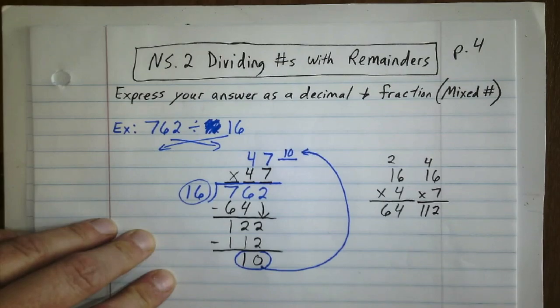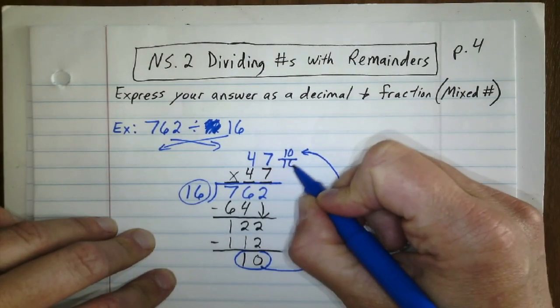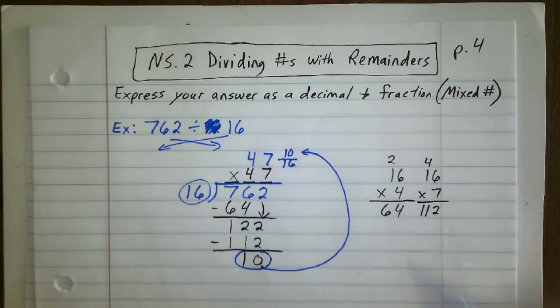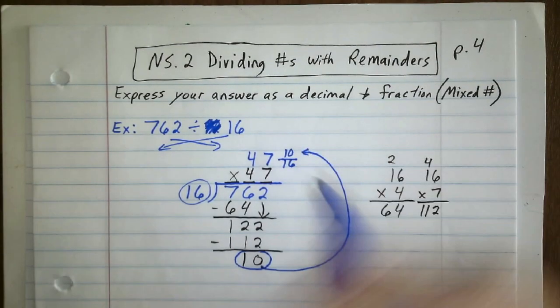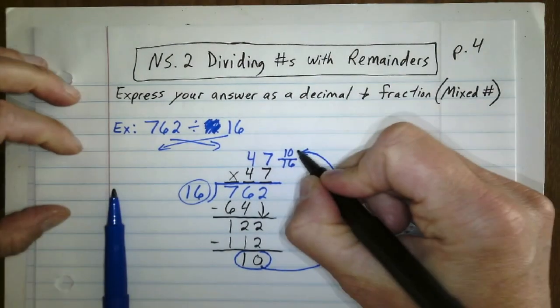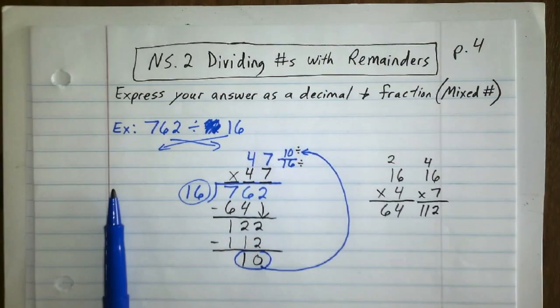16, what I'm dividing by. So I have 47 and 10/16. And if you know 10/16 is not simplified, that's not simplest form, you could divide each one of these by a number to make the fraction smaller.